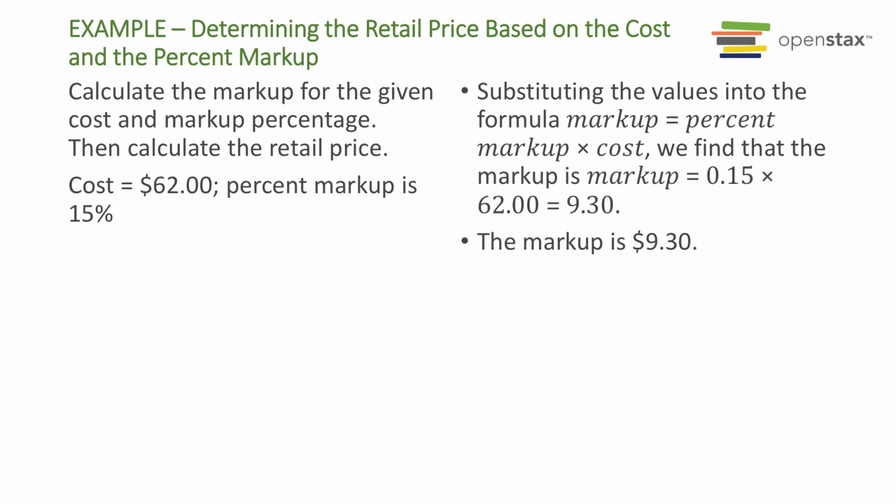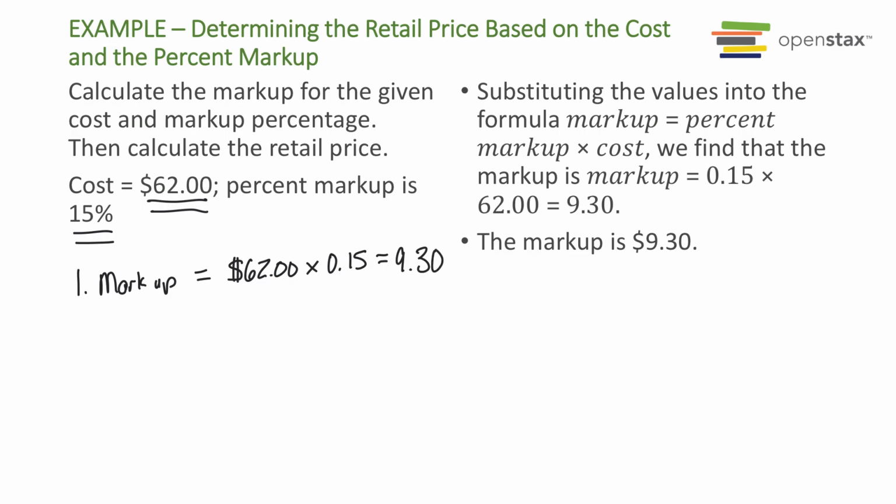So let's look at an example. Let's calculate the markup for a given cost and markup percent. If something costs the seller $62 and they want to mark it up by 15%, then let's calculate the markup and then the retail price. So first, the markup is going to equal $62 times 15%, but we'll write that as 0.15, and that's going to be $9.30. So the retailer is going to add $9.30 to the overall price.